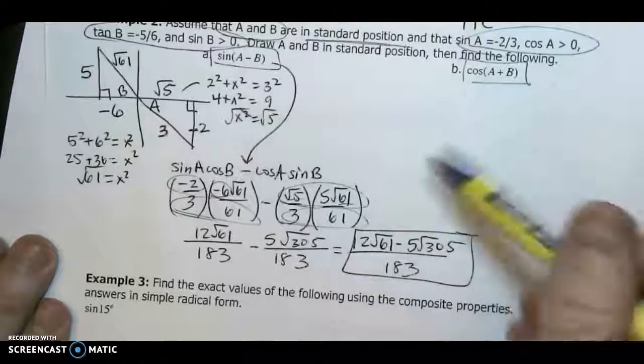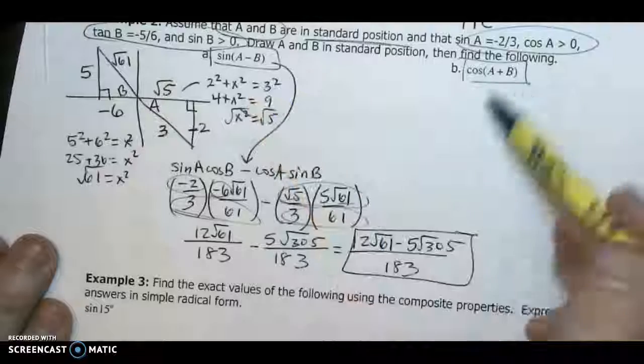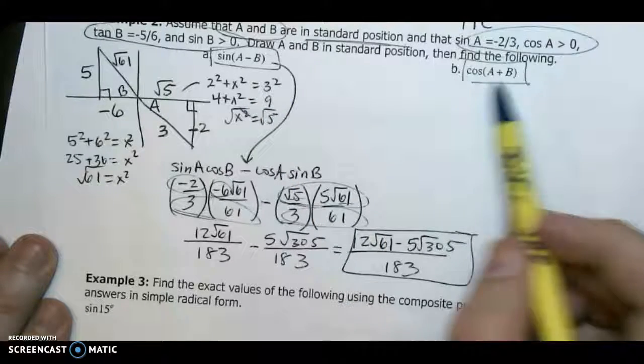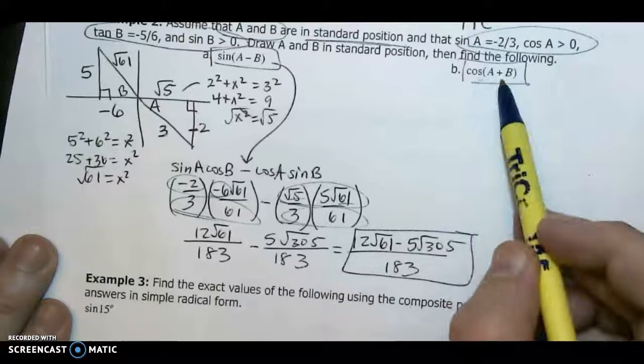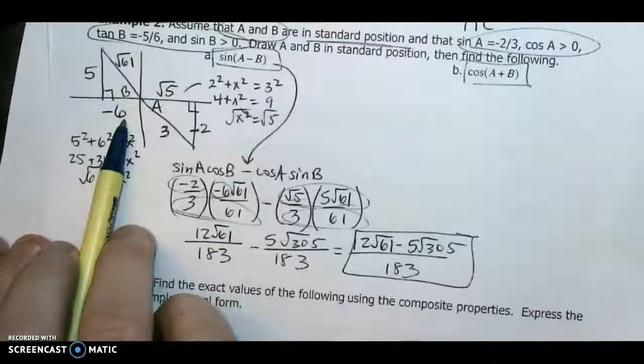Cosine of A plus B is done the same way. I'm not going to take time to do it. You can go ahead and try it if you want. Use the cosine property on the other side of your notes and use this exact same picture to fill in the values.